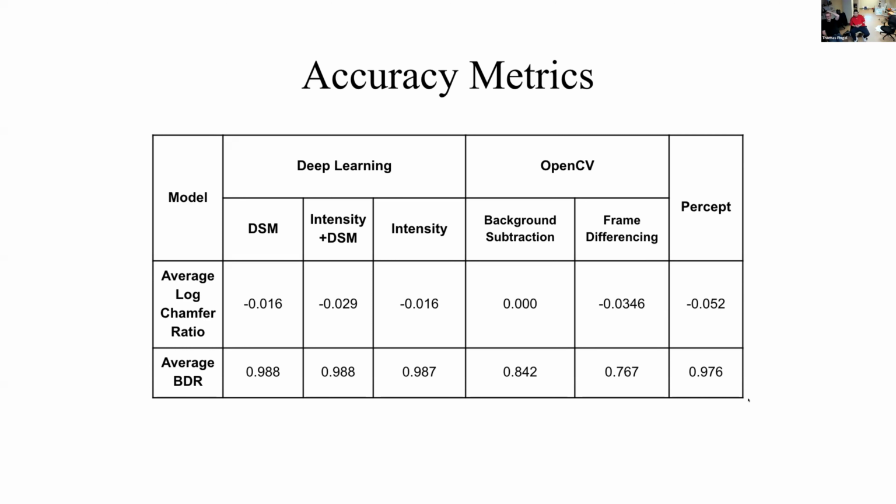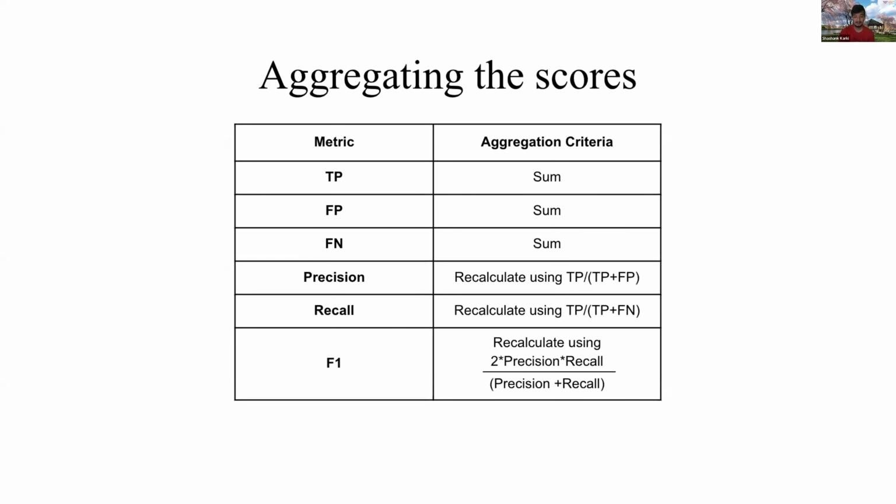Okay. And for the BDR, it's basically looking at the spatial alignment of the points, and Percept performs pretty good. The deep learning models perform pretty good. I think for the R square, even the OpenCV methods have a good value. I have a separate slide talking about how I got these, so I just put these as notes for myself.